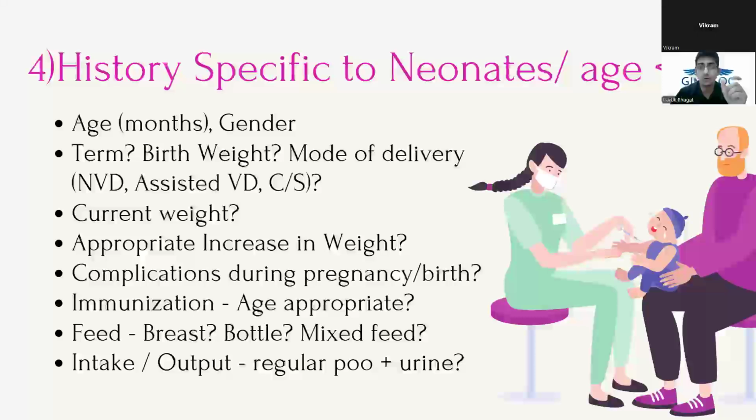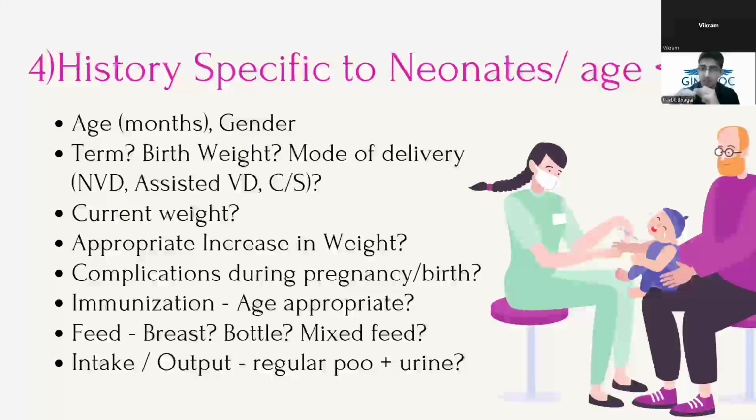Next, you need to know whether they were born preterm, term, or postterm. Very important, because based on that, you can think about whether the birth weight is appropriate or not. And the mode of delivery. Why is that important? Maybe their current complaint is with respect to their mode of delivery. It's very important to know this.